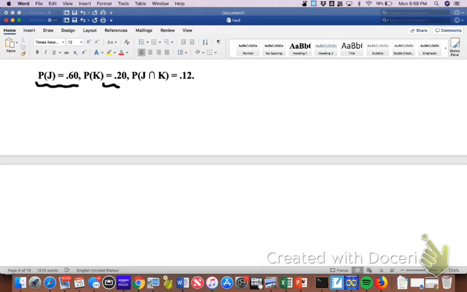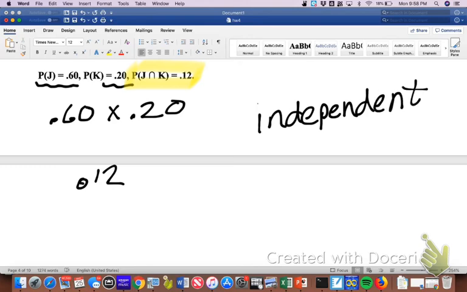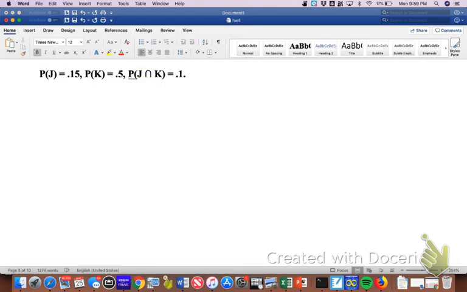So I take the probability of each event happening separately, and I multiply them, and that gives me 0.12. And that does, in fact, happen to be the given probability of J and K occurring. Because those two probabilities are the same, there's no special relationship that makes their probability dependent on each other, that makes it change. So therefore, these are independent.